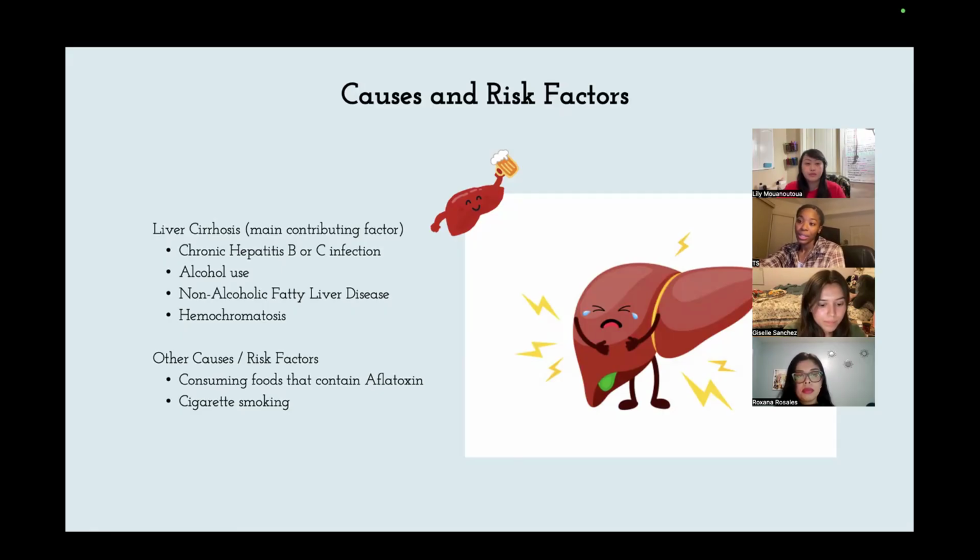Then we have other causes and risk factors that also play a role in liver cancer, such as aflatoxins. They are toxins that are produced by molds, which develop on grains or nuts, and they can directly damage liver cells as well. And cigarette smoking: the tobacco in cigarettes contains carcinogens, so it can cause liver cancer.